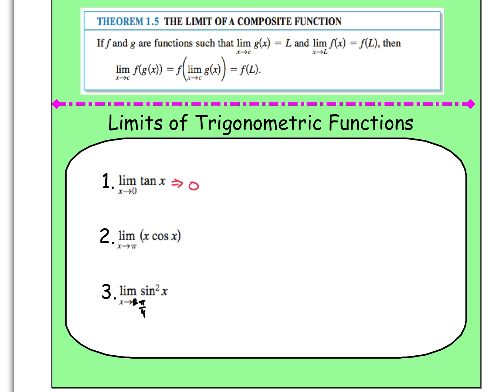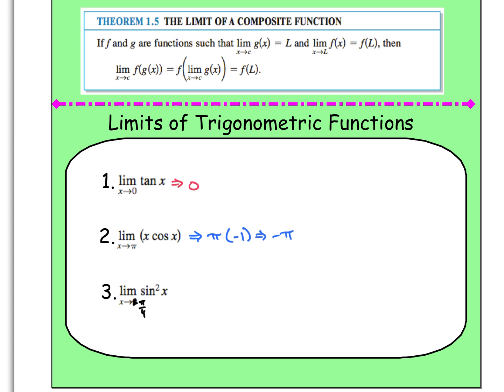All right, let's look at number 2. Now I have a limit as x approaches pi of x cosine x. I direct substitute pi in for x. So now I have pi times cosine of pi. Well, what is the evaluation of cosine of pi? Negative 1, because it moved left. And so now I have pi times negative 1, which we can simplify to negative pi.